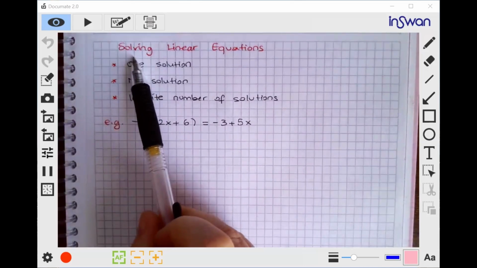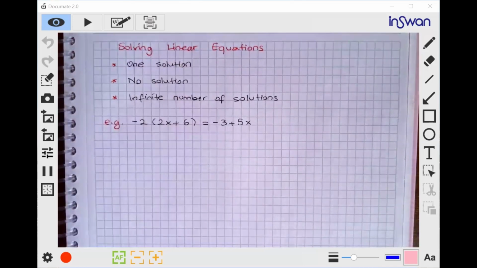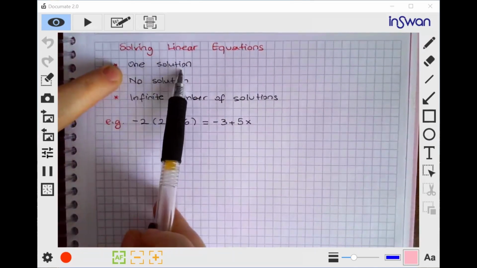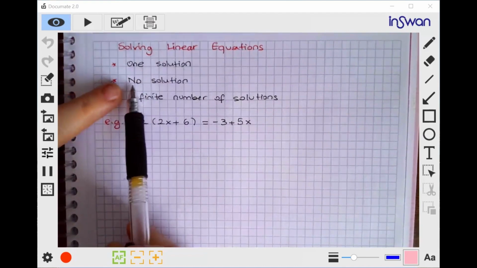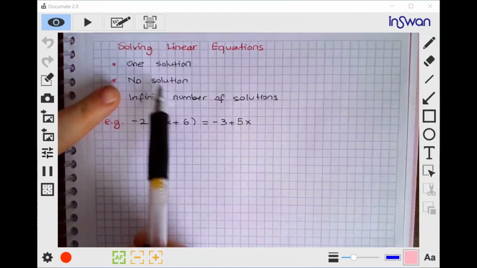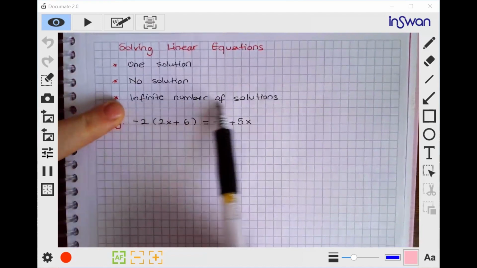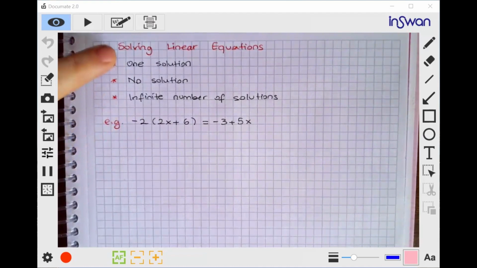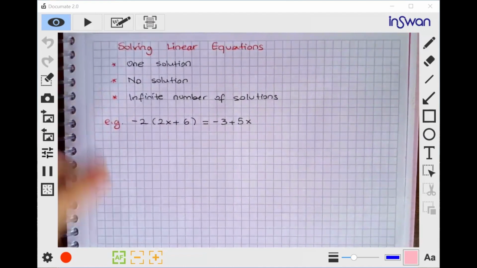So in this video, we will discuss solving linear equations. When we solve a linear equation, we may end up with finding only one solution, or we may find no solution at all, or we may find infinite number of solutions. So we will see an example for each. In this video, we will only discuss the one solution case.